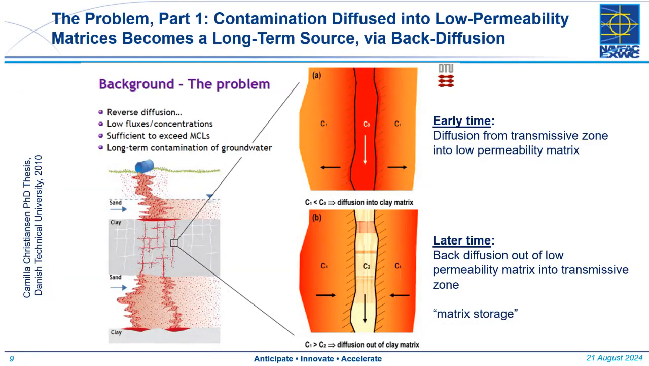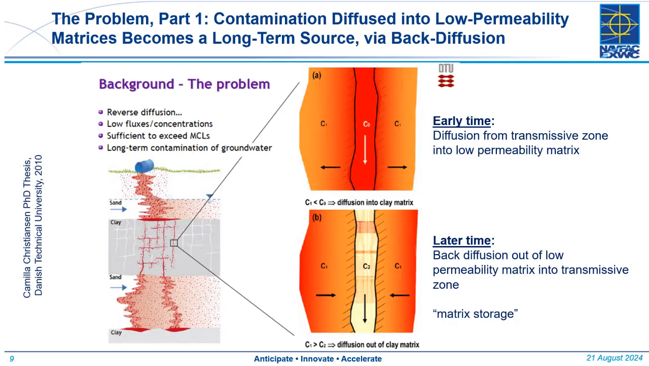So with that, let's move to the problem at hand. These graphics are from Camilla Christensen's PhD work at the Danish Technical University. If we have chlorinated solvents that are spilled on the ground surface, they sink down into the aquifer, and a lot of low permeability clay deposits are fractured. In this case, she's drawn the solvents sinking through fractures in the clay.